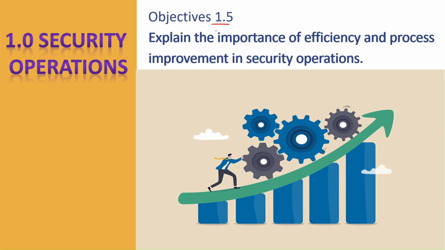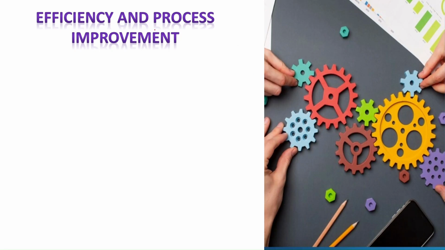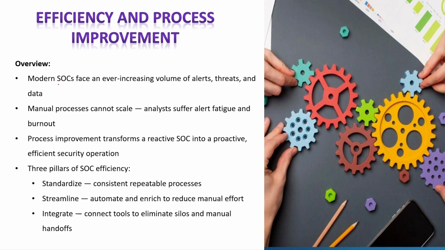Objective 1.5: explain the importance of efficiency and process improvement in security operations. So what is process improvement and efficiency? Modern security operations centers face an ever-increasing volume of alerts, threats, and data. Manual processes cannot scale, so analysts suffer alert fatigue and burnout. So process improvement transforms a reactive security operations center into a proactive, efficient security operation.